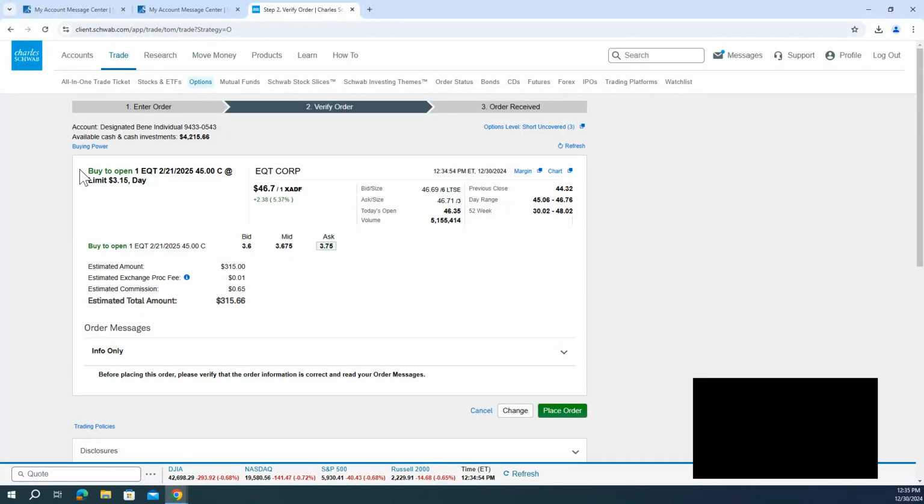Our trade is buy to open, one contract of EQT, February 21st, 45 strike call at a limit price of $3.15, and the timing is day. So it's going to cost us $315 plus 65 cents per contract. If our order is to fill, it's going to debit our account $315.65. So we would select place order.